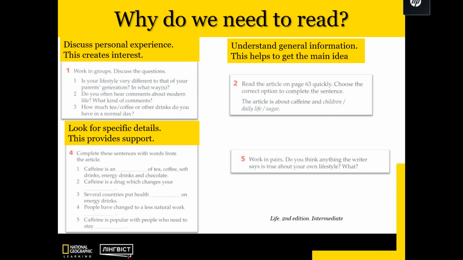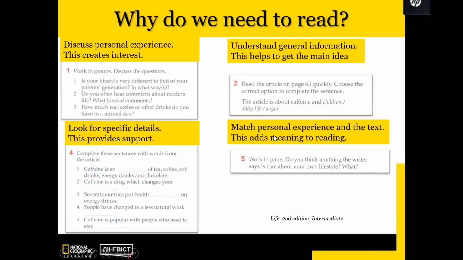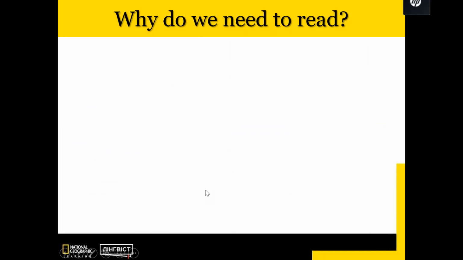Have a look at the question. Do you think anything the writer says is true about your own lifestyle? What, right? This what question prevents short answers like yes or no, right? It just helps to develop the ideas, helps to add meaning to the reading, right? Why did I read it? Because I wanted to know, is it true what the writer says about my lifestyle, right? I want to compare. So again, my personality is in the first place and it's important.